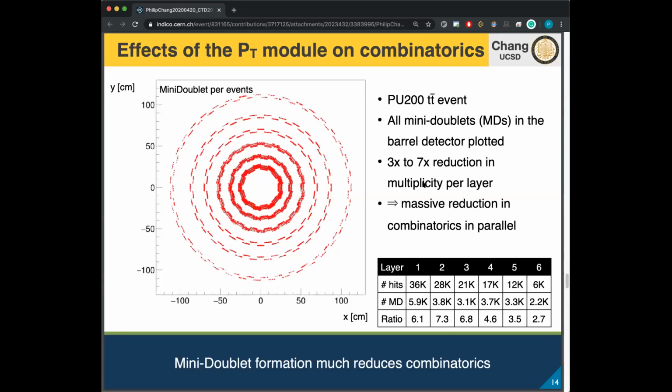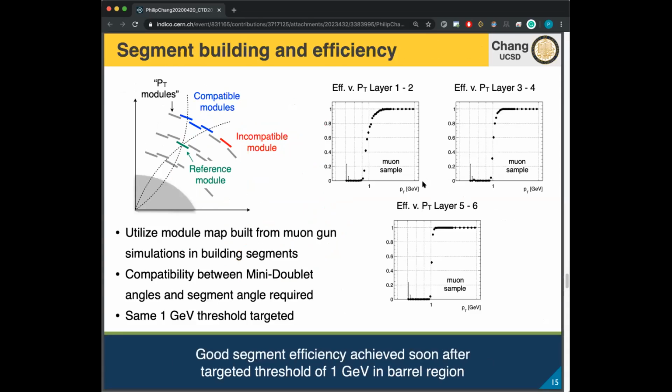Then once you have these mini doublets, we proceed to building a segment by connecting the 2 mini doublets. In order to do this, we have created a module map built from muon gun simulation events to aggregate the information on which modules are compatible. In the top left cartoon, I'm showing you the compatible modules between each of the layers. For example, the lines that I drew as a dashed line indicate something like a 1 GeV track.